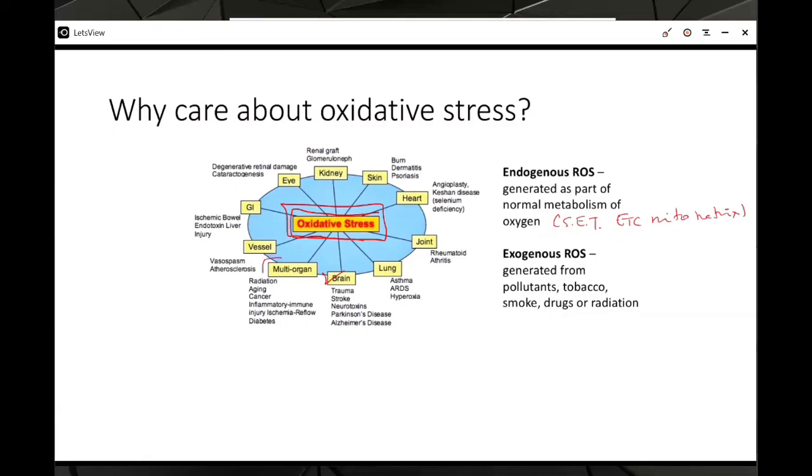And then I just wanted to point it out here, multi-organ radiation, you have aging, cancer, inflammatory, immune, you can have different injuries, how blood flow is done, diabetes. So across the board, we care about oxidative stress because of the number of different disease states that it leads to. So understanding how your body protects naturally against endogenous ROS is important, and minimizing your exposure to exogenous ROS as best as possible also becomes important.